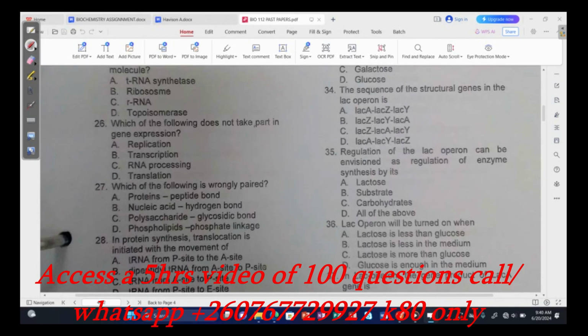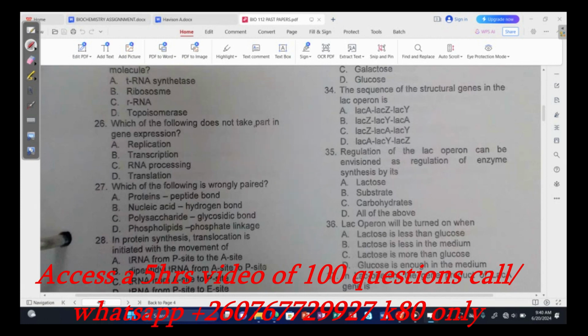Then we have C, which is saying polysaccharide. We have glycosidic bond. So polysaccharide, talk of how the sugars are linked to each other. So let's say if you have glucose and galactose linking together, you're going to have a bond formation where a condensation reaction is going to take place. When a condensation reaction takes place, there's going to be a release of a water molecule, and that bond which is going to be formed there is what we call a glycosidic bond.